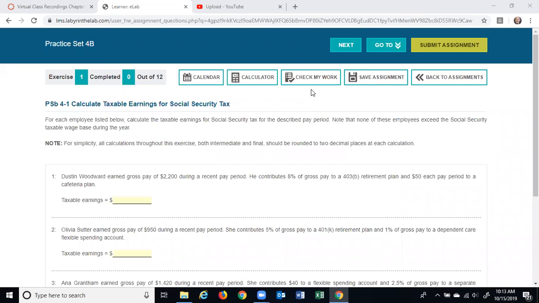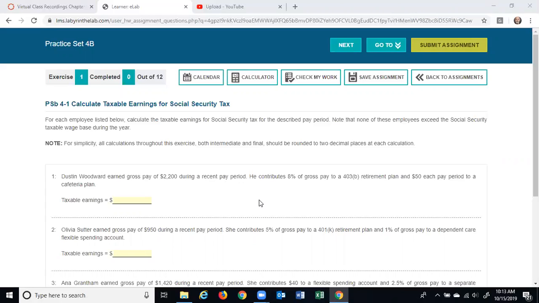Under our first learning objective, we take a look at calculating taxable earnings for Social Security tax. So we're only talking about Social Security tax of 6.2%. First off, we're just going to do some assignment B homework here to emphasize it. Dustin Woodward earned gross pay of $2,200 during the recent pay period. It doesn't say necessarily if it's a week or not. We're just calculating taxable earnings.